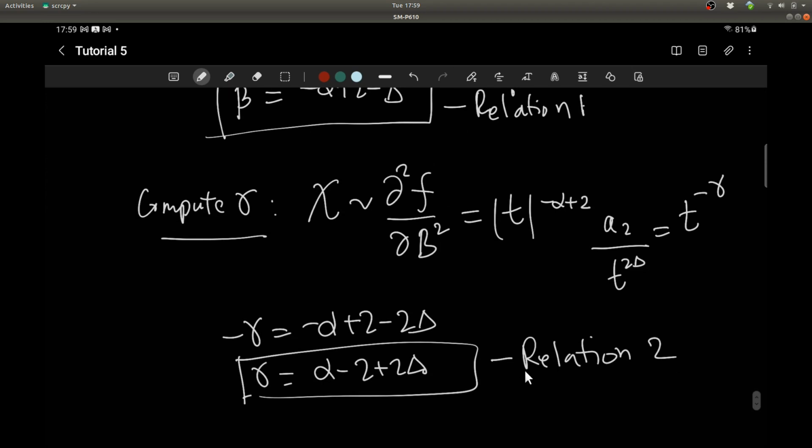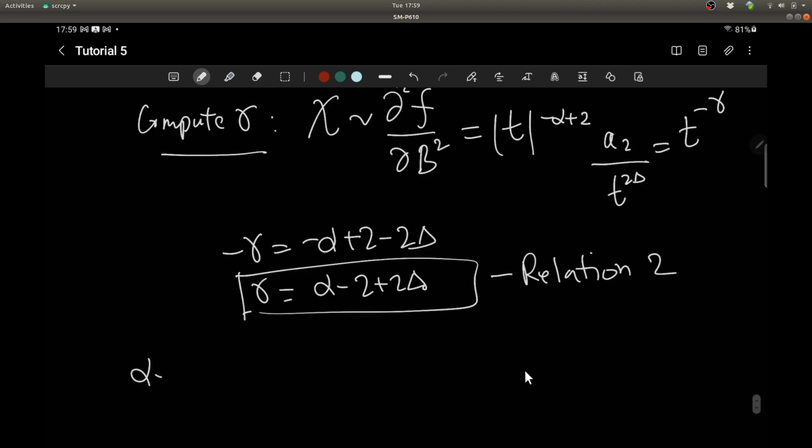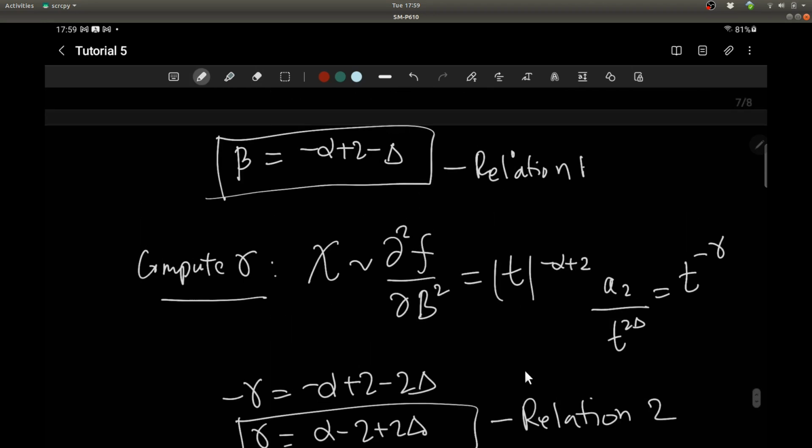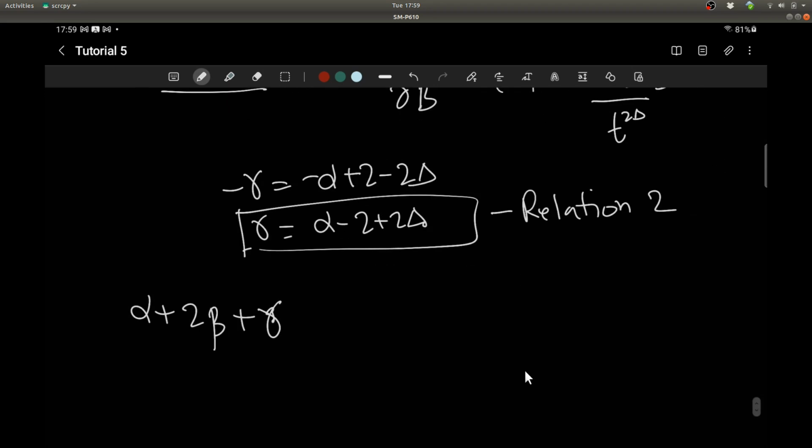So I want to get rid of delta, because my exponents are defined. What is happening here is that a priori it looks like alpha, beta, and gamma were independent of each other. But they are related, and we can see here alpha plus 2 gamma plus alpha plus 2 beta plus gamma. If you look at that, you will find that the delta term goes away.